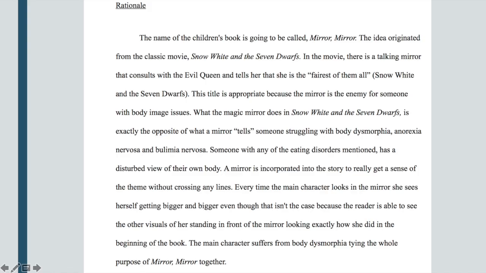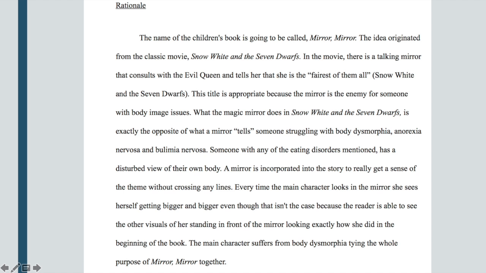So this is from a course called Children's Literature that I had at RCC, and for this assignment you had to pick a research topic, and I picked eating disorders, but then you also had to make it appropriate for a children's book. So this is a really long one. I would think it was about 20 pages.